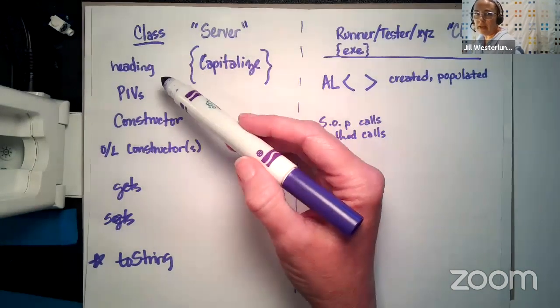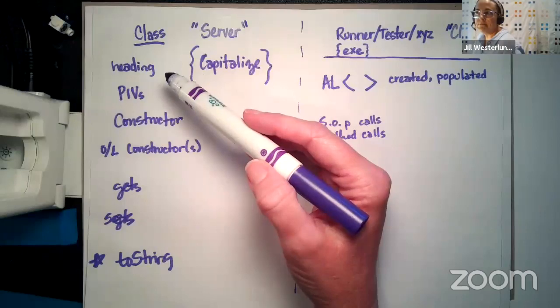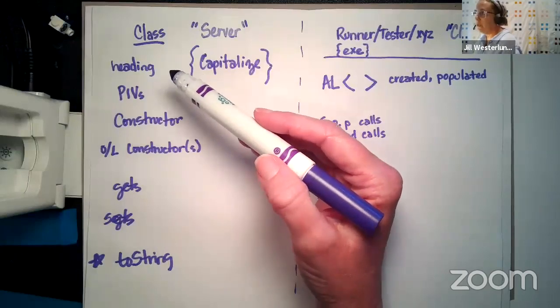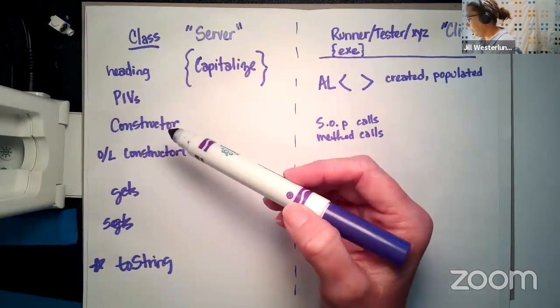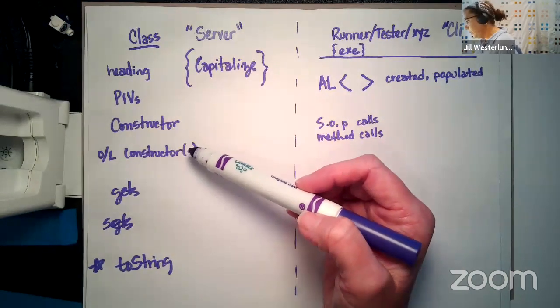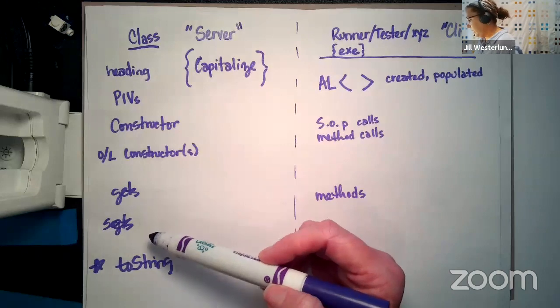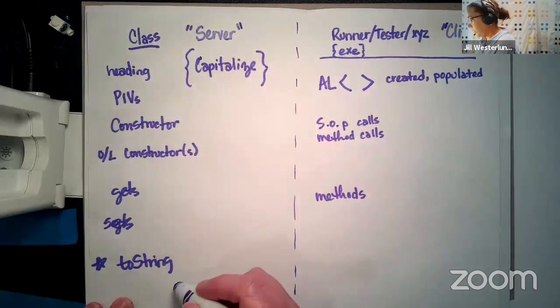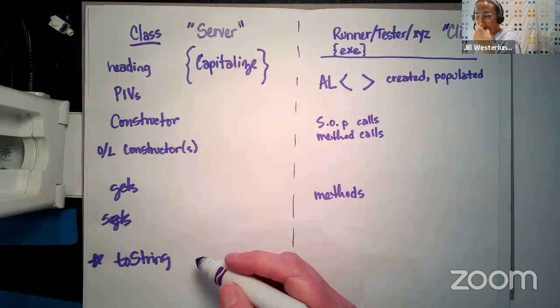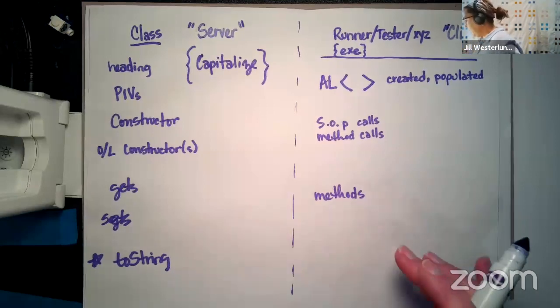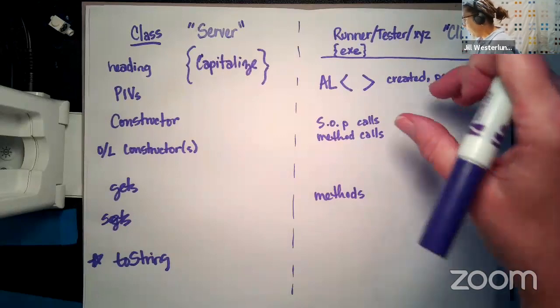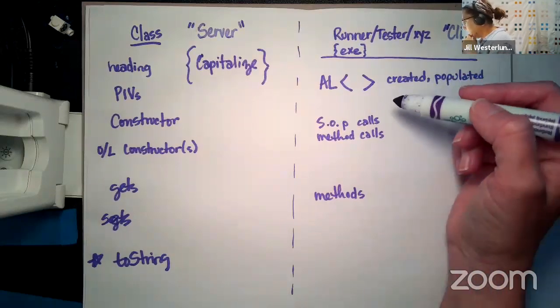This would be Unit 5 in the units of Computer Science A. Classes have a heading, they have private instance variables, we have constructors, we have overloaded constructors, gets, sets, and it's important to have a toString method. And this has been covered in previous lessons, so if this is semi-new to you, you may want to go back and watch the lesson on 7.1 from a couple weeks ago. All right, today we're going to camp out over here with what are we going to do with these array lists that we make.